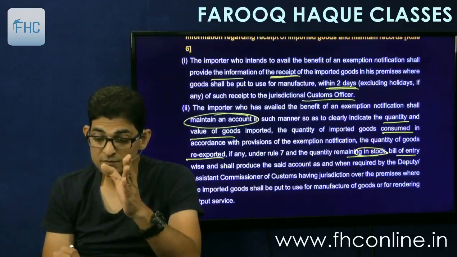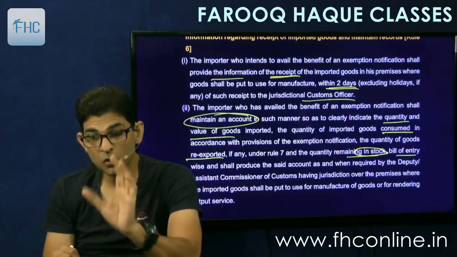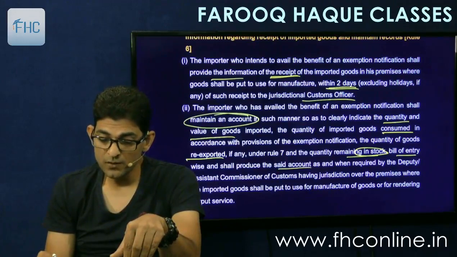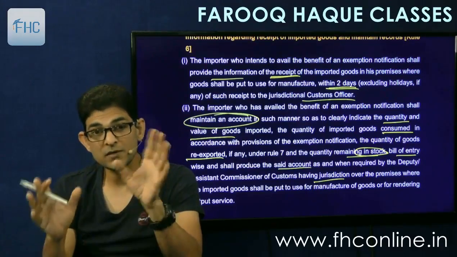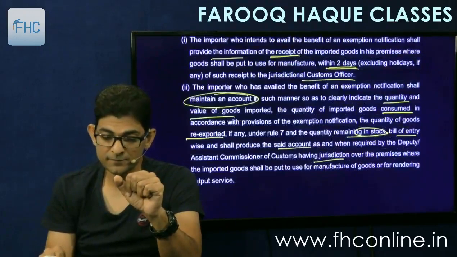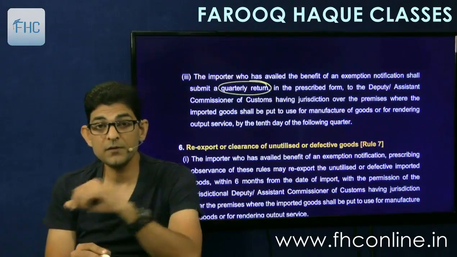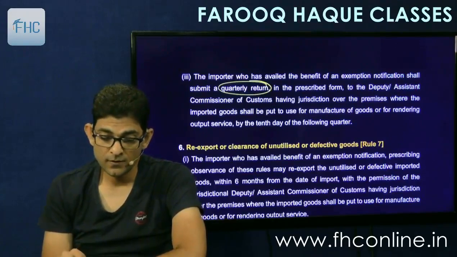Bill of entry wise means for each consignment that is imported, you have to maintain a separate stock record, bill of entry wise, and shall produce the said account as and when required by the Deputy or Assistant Commissioner having jurisdiction over the premises where the imported goods shall be put to use. Okay, so I will have to maintain accounts and give it to the officer for checking basically. And the importer who has availed the benefit of exemption notification shall submit quarterly return. Then there is a quarterly return also in the prescribed form.